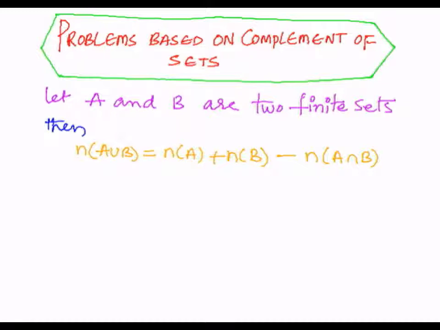Similarly, instead of A union B, if I write here A intersection B, then we can write it as N of A plus N of B, the same as per the previous formula, whereas here we are going to subtract N of A union B. In the first case we subtracted N of A intersection B. Here in the second case, N of A intersection B is on the left hand side, so we have to subtract N of A union B.